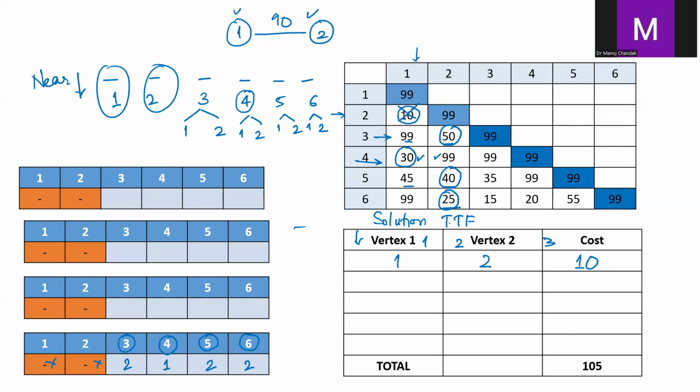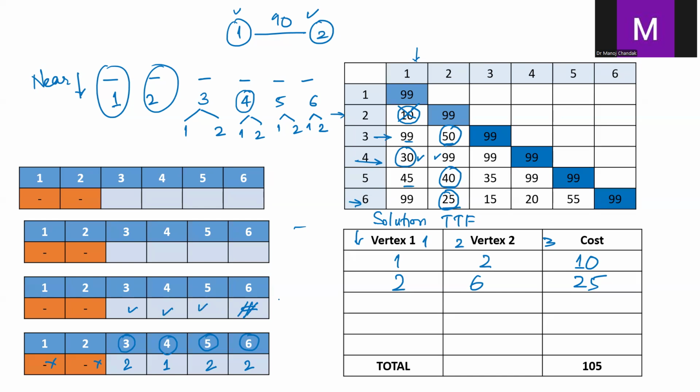The minimum value is 25. Since the minimum value is 25 and it is at row 6 and column 2, you can write this as 2, 6, and 25. Okay. And now we need to check. Once you are done with 2, 6, 25, make this particular location blank, and we need to check for only 3, 4, 5.